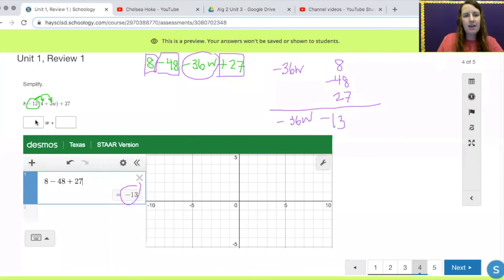If we wanted to enter that in our answer choice, we would have -36. I've already got the w here, plus, and then this needs to be a -13. So remember, plus and negative is the same thing as our minus.